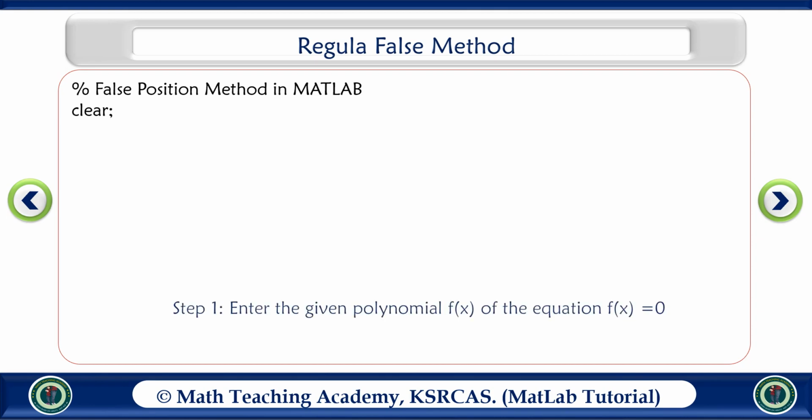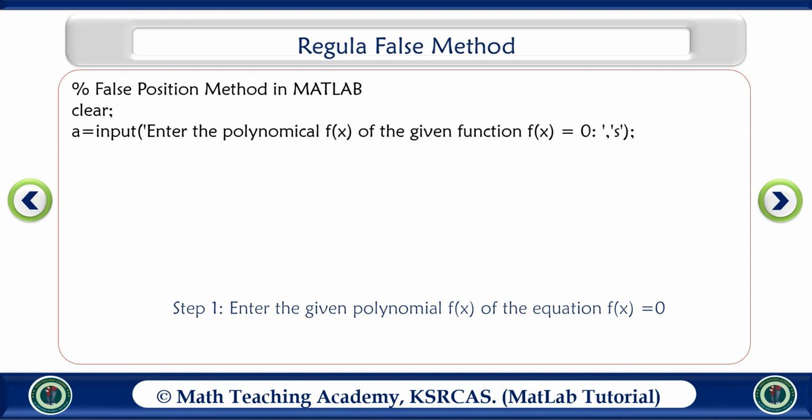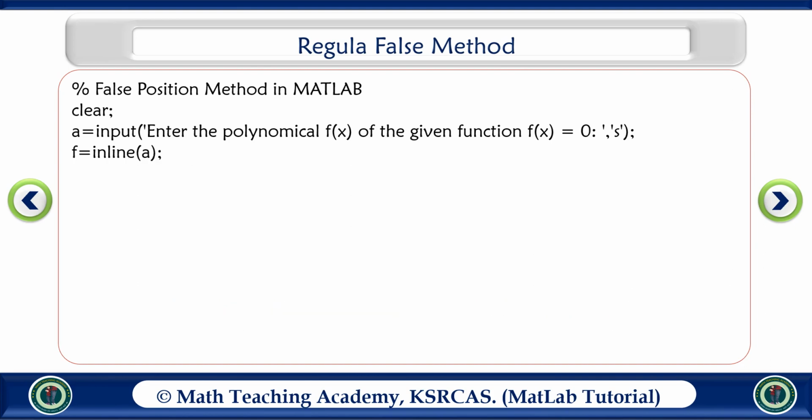And then step 1, enter the given polynomial f of x of the equation f of x equal to 0. This is achieved by the command a is equal to input, enter the polynomial f of x of the given equation f of x equal to 0, comma s. This command displays the text on the screen and waits for the user to enter the string, that is the function, and it will be stored in the variable name a. And then f is equal to inline a. This command converts the entered string into a function.